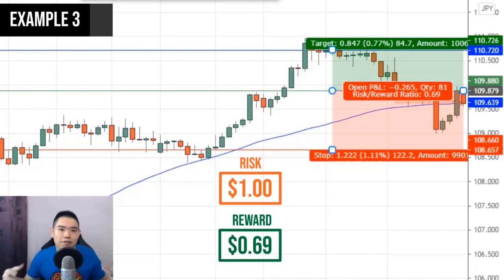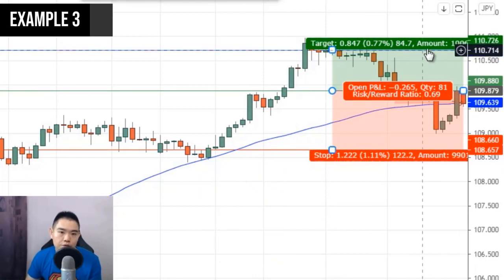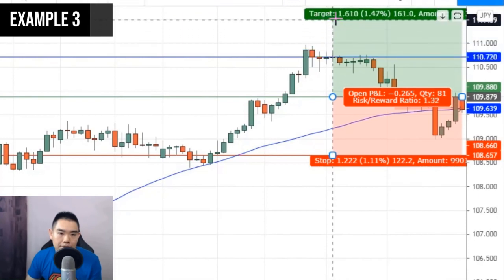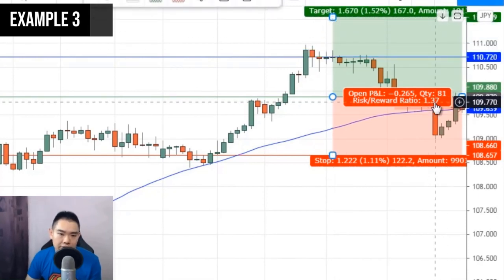So it's not exactly very favorable, and most traders will say that's not really a trade I want to take, and I can perfectly understand that. So what can you do to make this risk to reward on your trade more attractive? Now there are a few things that you can do. Number one, you can of course shift your target up higher, to a point where you're risking $1 and make $1.37 back in return.